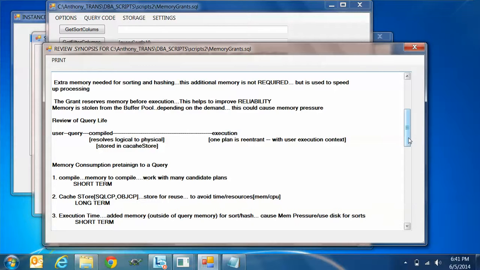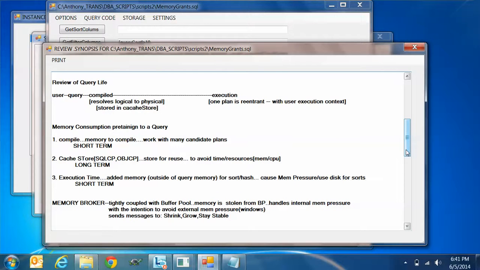Now, as far as memory, there's basically four large consumers of memory in SQL Server. The first one, as we mentioned before, is the buffer pool. The buffer pool houses the buffer pages from the data pages and index pages. Also, the compile process, which is a short-term store, but it steals memory from the buffer pool to process various candidate plans of the query that will be used for the execution of the query. So it's short-term, but it needs a lot of memory for that.